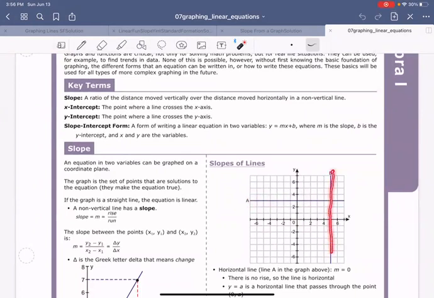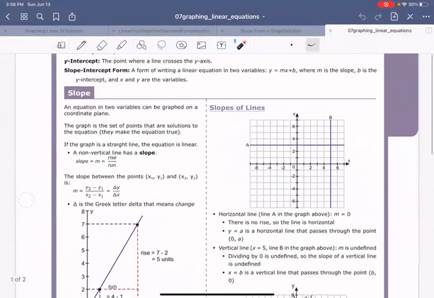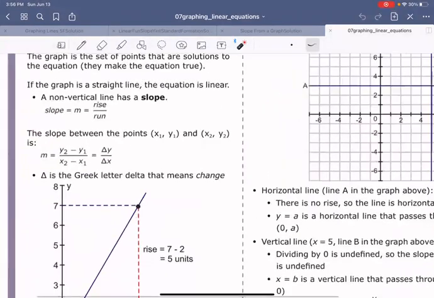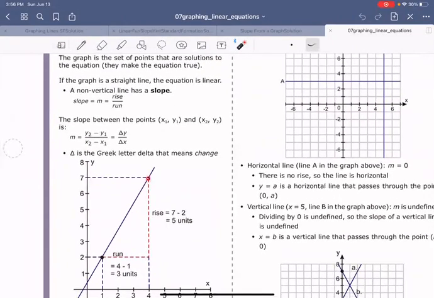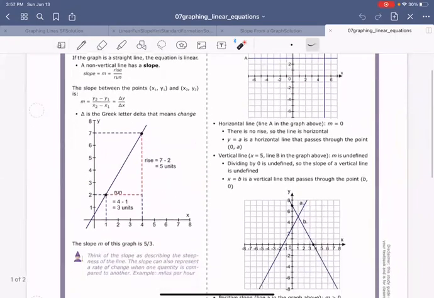You have a vertical line like that, and the slope is undefined. The slope definition is the rise over the run. You can use y2 minus y1 divided by x2 minus x1. Basically, you are using that height over this distance. That is your slope. This is a rise, this is a run. So this is the definition of slope.